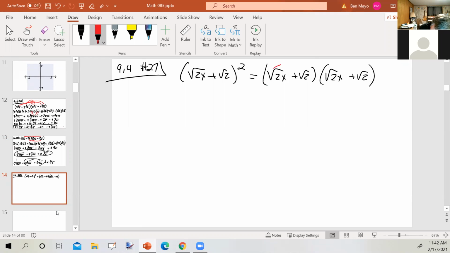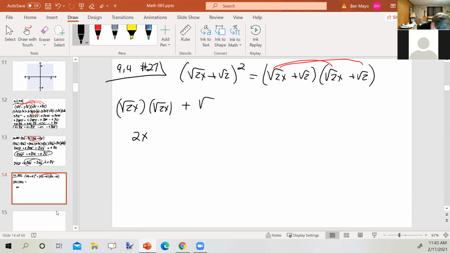So now we're going to FOIL those together. We're going to get the square root of 2x times the square root of 2x, okay, which is going to be what? 2x, right? Okay. Then we're going to take the square root of 2x times the square root of 2, so plus the square root of 2x times the square root of 2. Careful. So that would be plus 2 square roots of x.